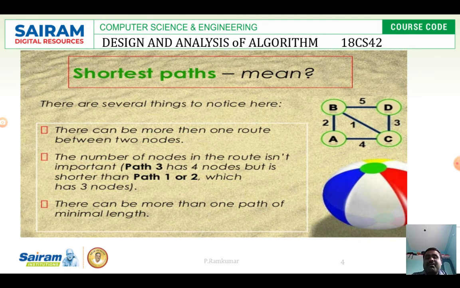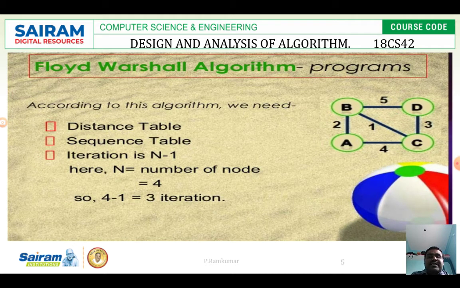Next, there can be more than one route between two nodes. Yes, because for a node B, to go from B to C, either I can move from B to D then D to C, or I can move from B to A then A to C. From both of them I have to choose the minimum value. According to that we have to identify the shortest route, and there can be more than one path of the minimum length.